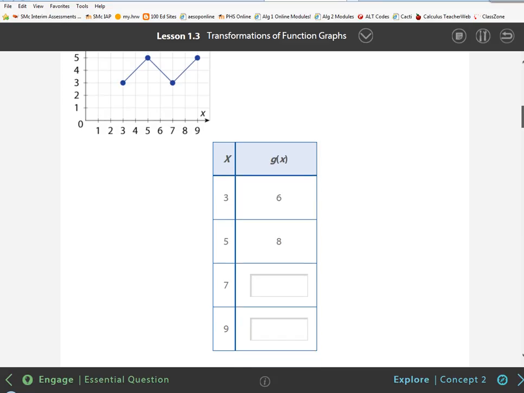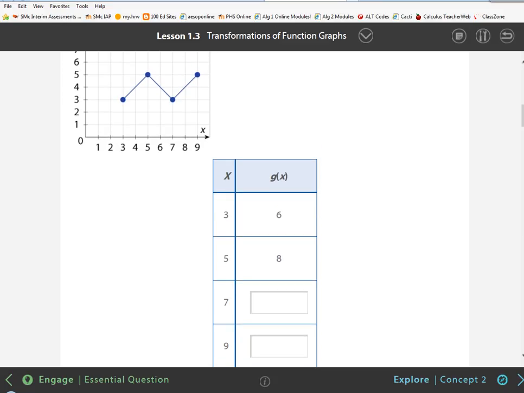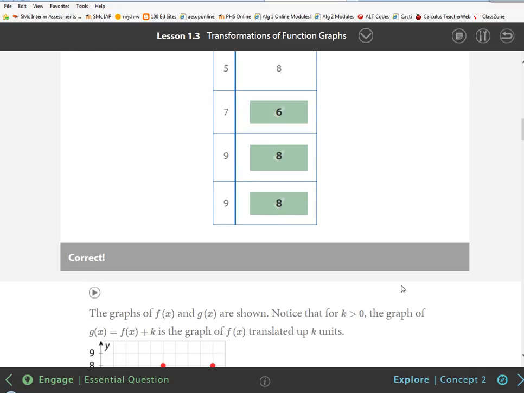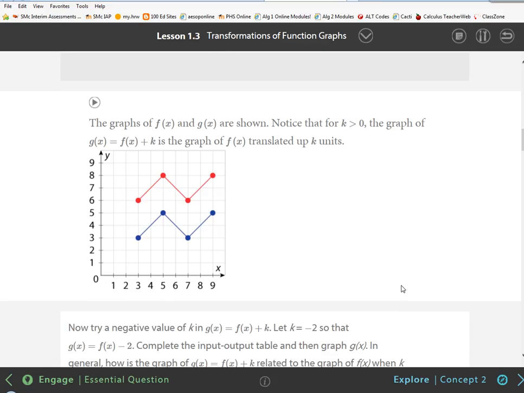Okay. If I input 7, what am I going to get back? 6, right? Because it's going to start off with an f of x y value of 3, and I got to add 3 to that for g, right? So that should be 6. And then if I input an x value of 9, what should I get back? 8. Okay, good. So what'd that do? Moved it up. So there you go.